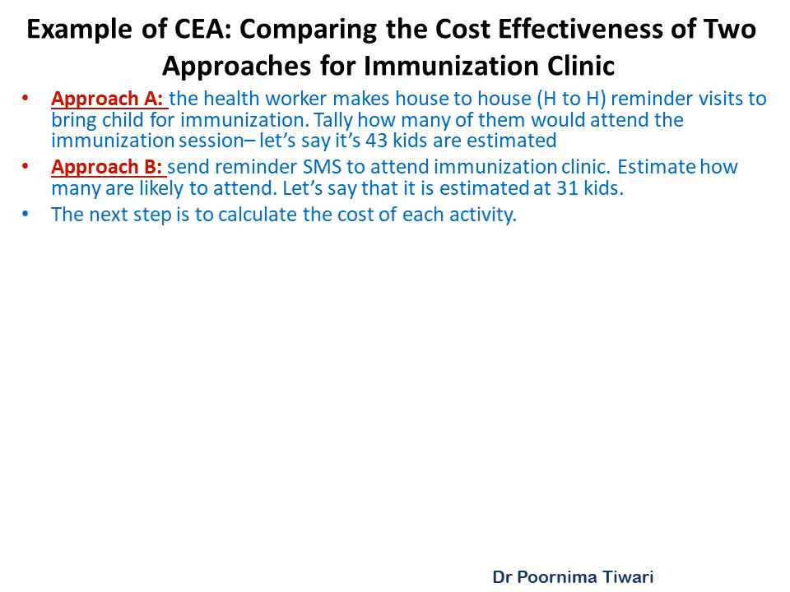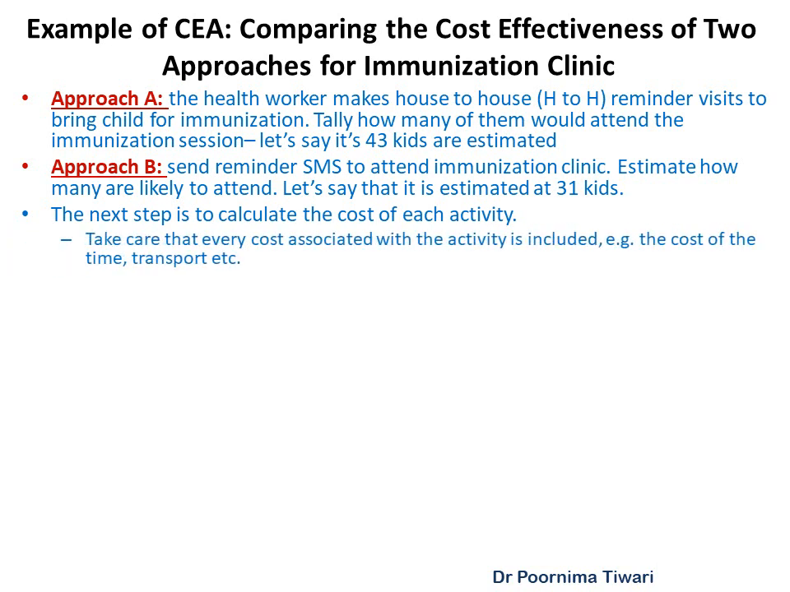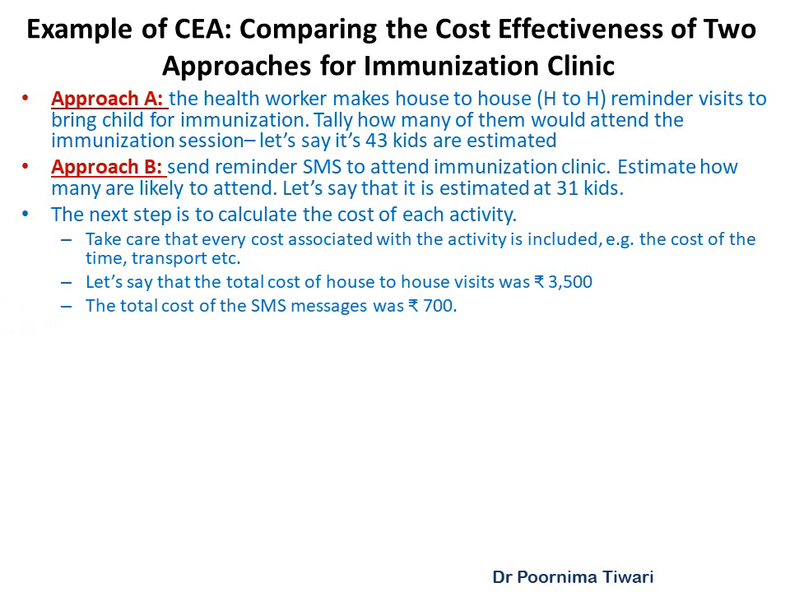The next step is to calculate the cost of each approach. Now remember, when you calculate the cost, every cost should be included. For example, cost of the time that is spent, cost of the transport of health workers, etc. So let us say the total cost of house-to-house visits came out to be rupees 3,500, and the total cost of SMS was rupees 700.